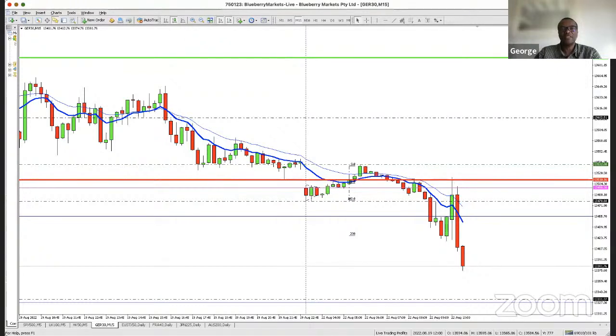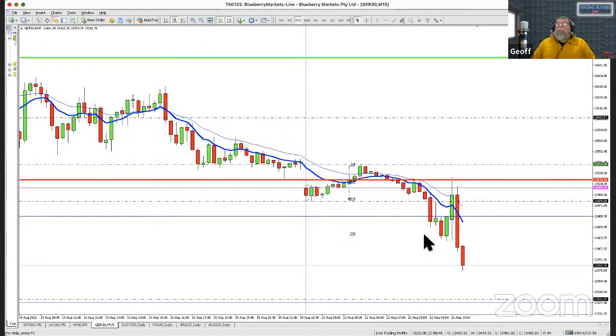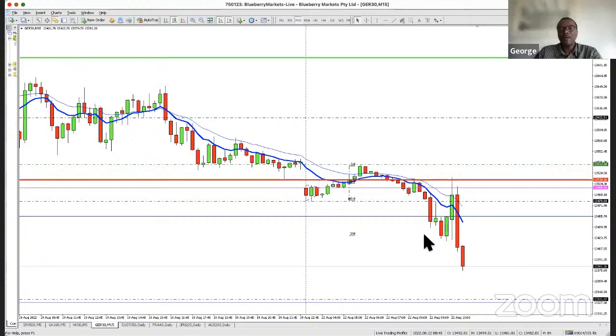My question was, for your pullbacks, you like to use the EMAs. Would you use anything else, like a hard support and resistance area, trend line?